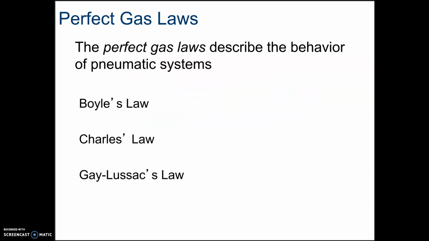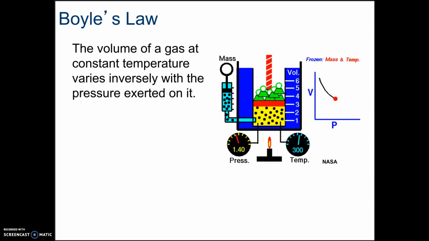So the perfect gas laws describe the behavior of pneumatic systems, and those three laws are going to be Boyle's law, Charles' law, and Gay-Lussac's law. What is true is that the volume of a gas at a constant temperature varies inversely with the pressure exerted. And when we say inversely, that means as one goes up, the other goes down, or as one goes down, the other goes up.